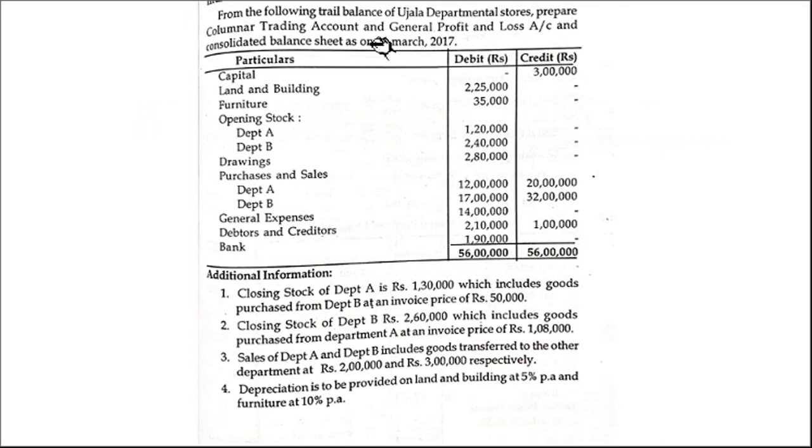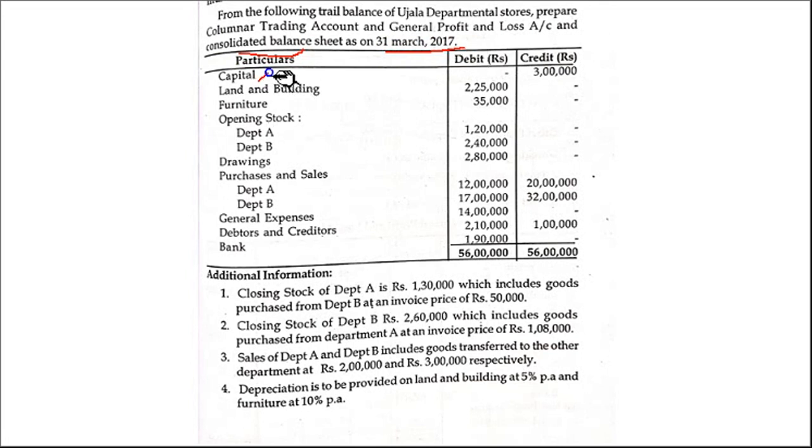From the following trial balance of Ujala Limited, that is Ujala Department Stores, prepare columnar trading account and general profit and loss account and consolidated balance sheet as on 31st March 2017. So we have to prepare all the three.